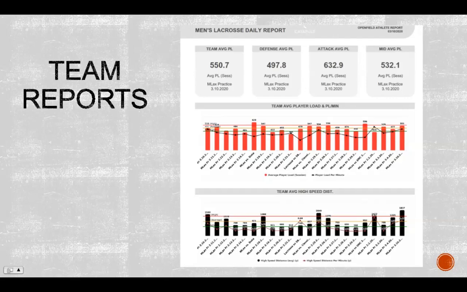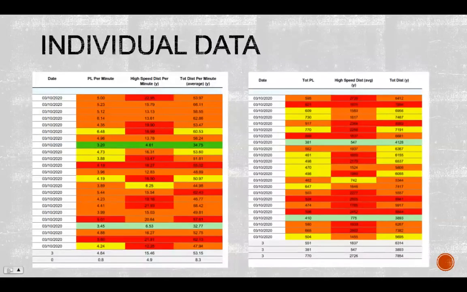And the same holds true down here for the team average high speed distance. Our goal in the week is to make sure that we apply stress properly and then taper it down so that they can peak for game day, Saturday, Sunday. And then moving towards individual data, all those metrics are broken down by individual.